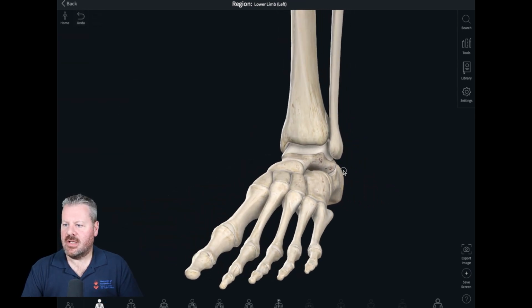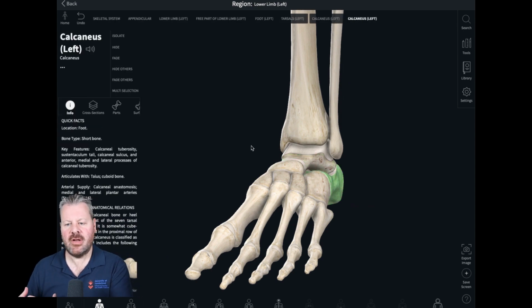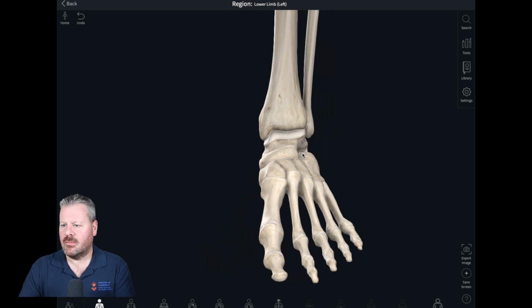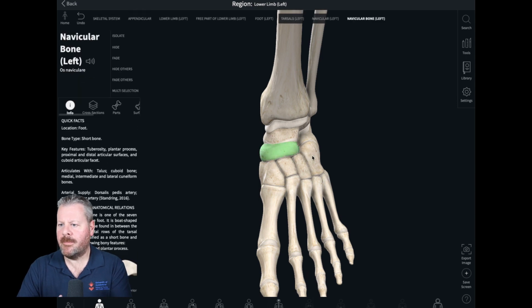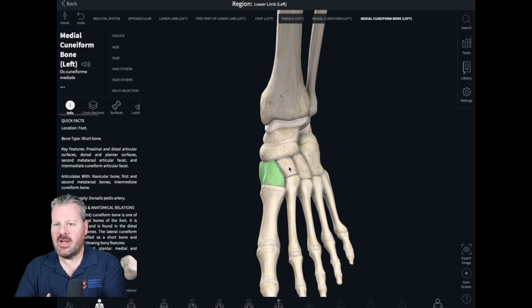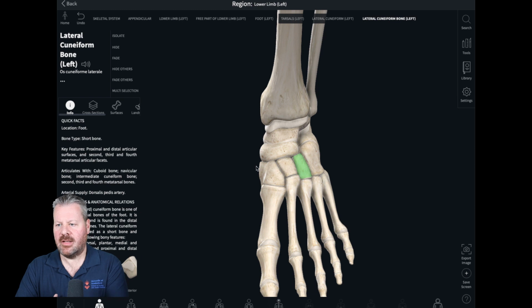Once we move into this area of the talus and the calcaneus, they're the two larger bones in this area. We're talking about the tarsal bones now. The tarsal bones, much like the carpal bones in the wrist, contribute to stability in the ankle. The two largest are, as I've said, the talus and the calcaneus, and in front of that we have the navicular bone, the cuboid bone, and then we've got three cuneiforms. We have the medial, the intermediate, and the lateral.